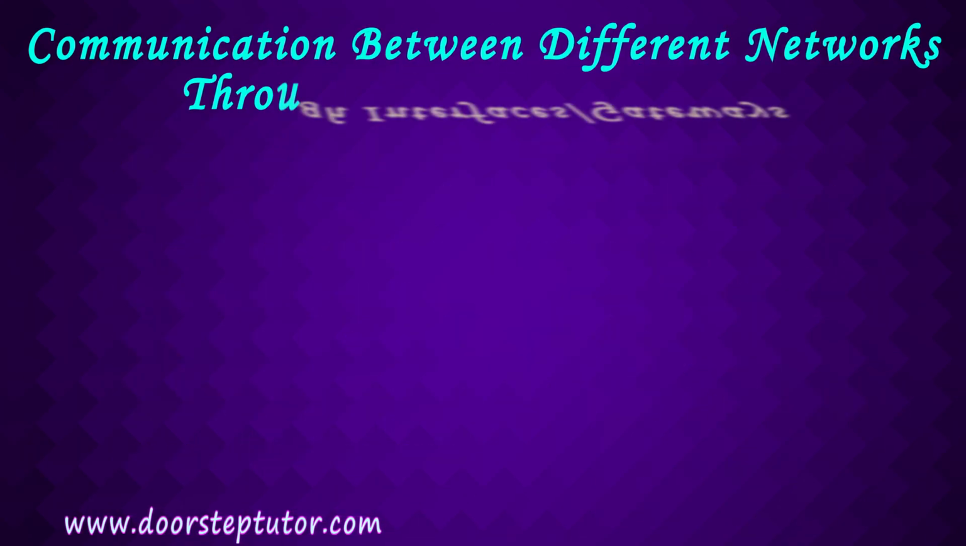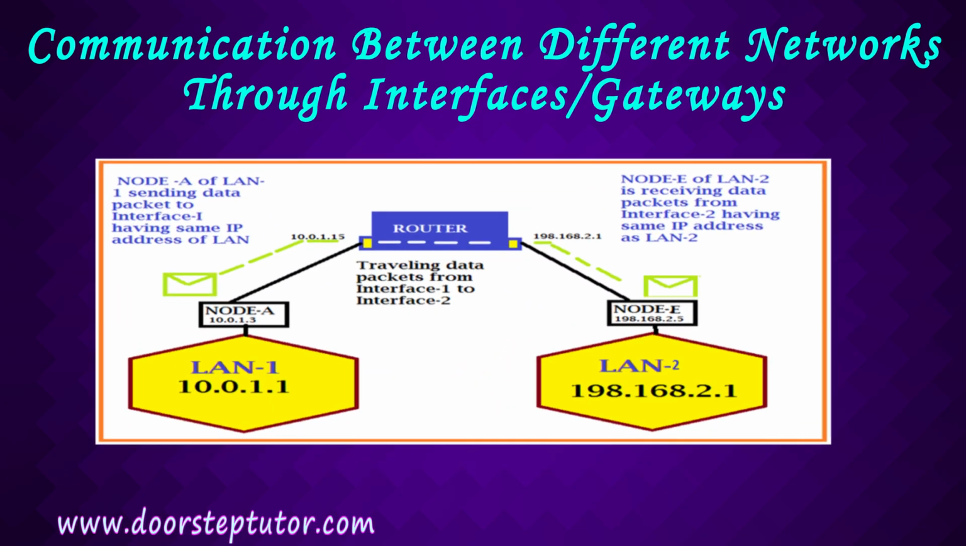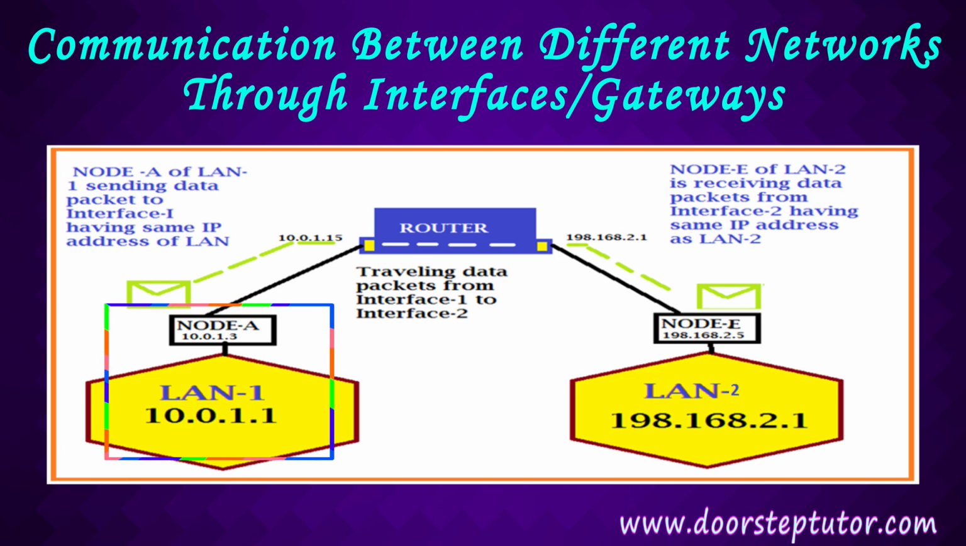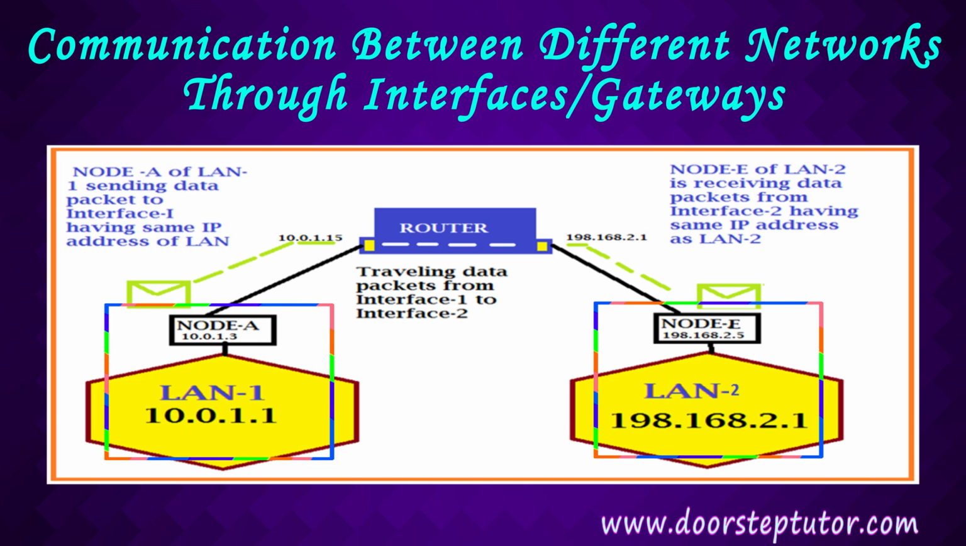In the next slide, I have taken the basic diagram of how it is working. Node A, which is present in LAN 1, has a different IP address, and node E, which is present in the next network, LAN 2, has a different IP address. They are both transferring data among them. Node A will send the data and node E can receive the data, or vice versa is also possible according to the requirement.